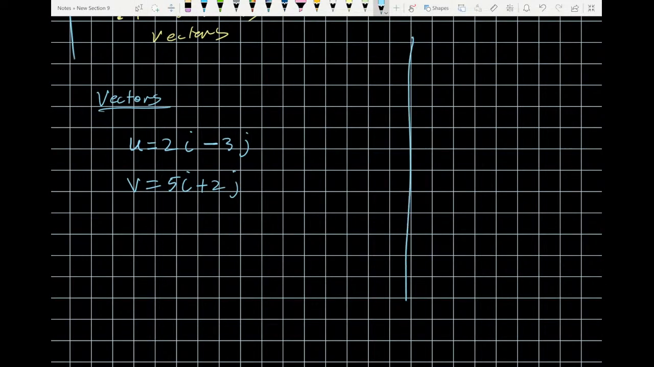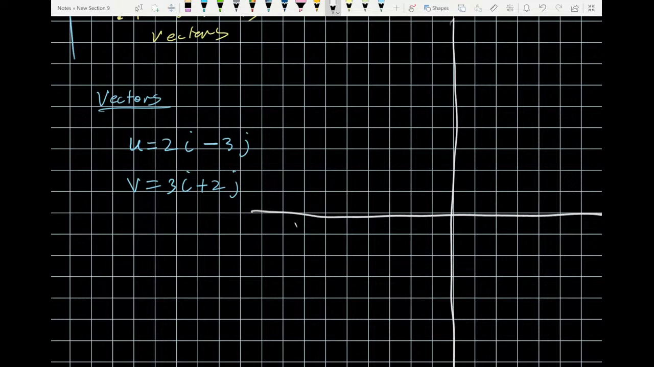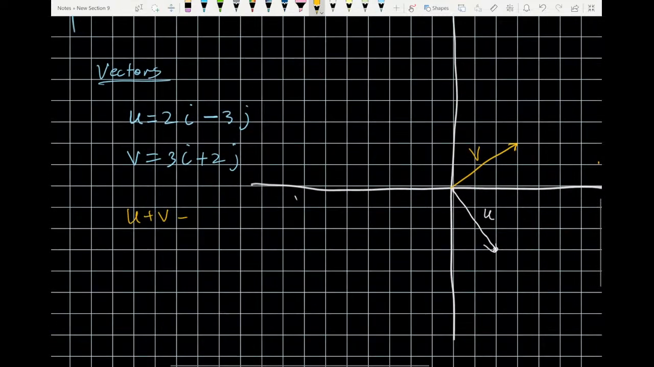If I'm doing it graphically, let's just do it. Let's do 3i. 2i minus 3j, this would be your u, and v would be 3 plus 2i. That's v. So what's u plus v? We just add the like terms: 5i minus j. So 1, 2, 3, 4, 5, and j.